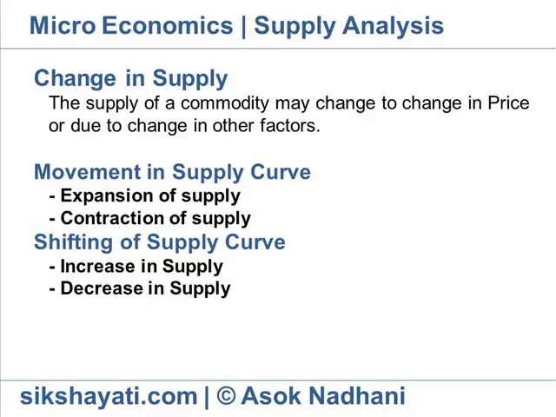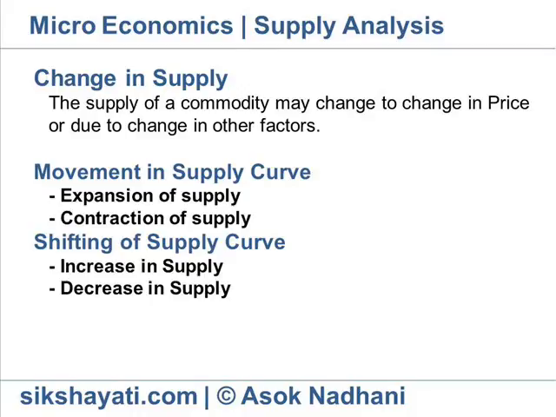Decrease in supply. When the supply of a commodity decreases due to change in any factor other than price, it is called decrease in supply. It is shown by leftward shift of the supply curve.